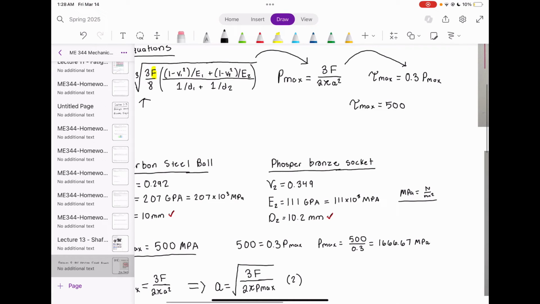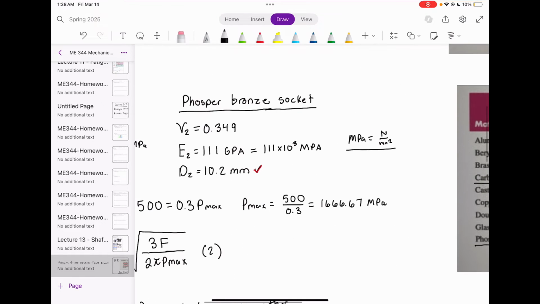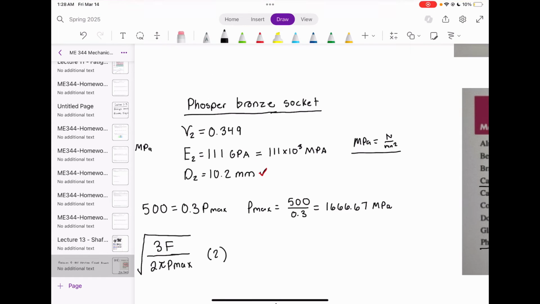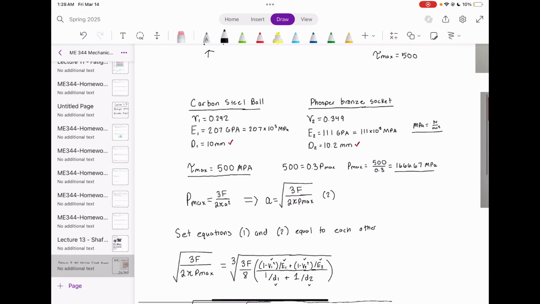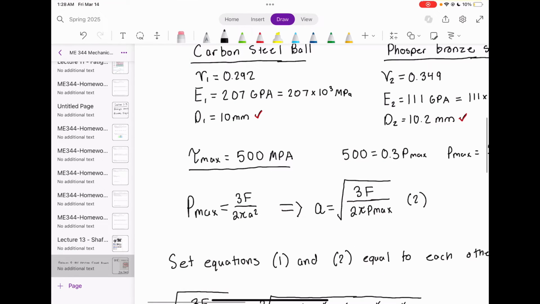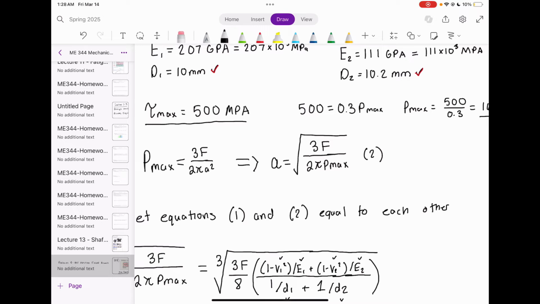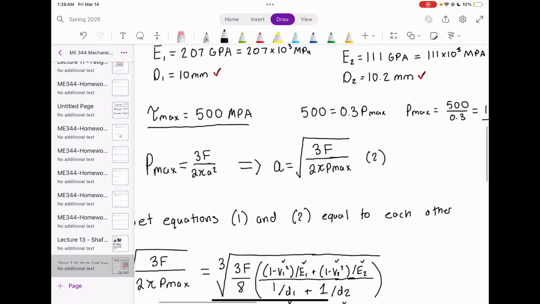So the shearing max, we know is 500. So we set it equal to 0.3 of P max to solve for P max that we can later use to plug into the problem. And we identified that the P max is going to equal 1,666.67 megapascals. So to make it easier to solve for F in the equation, I use this P max equation and solved where it's equal to A. And it's going to be A is equal to the square root of 3F over 2 pi of P max.